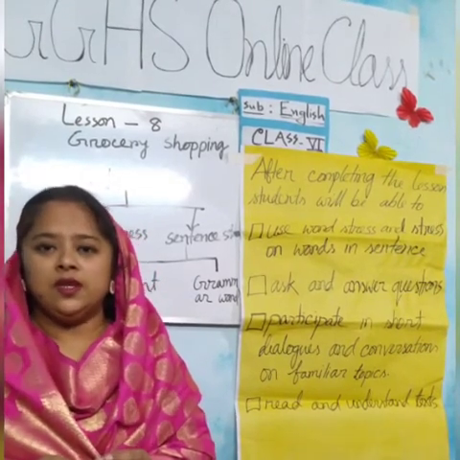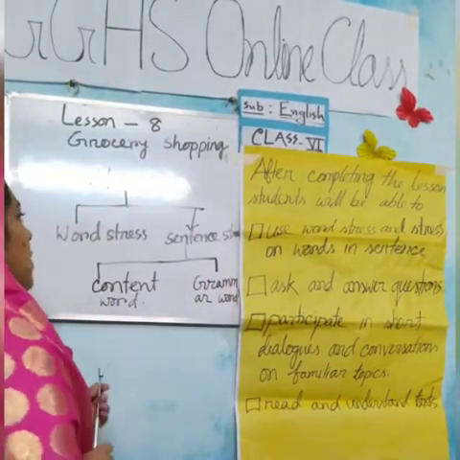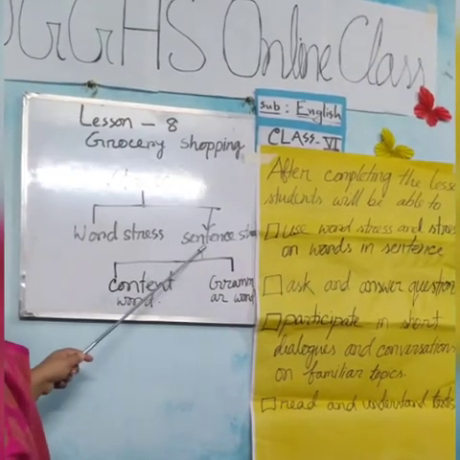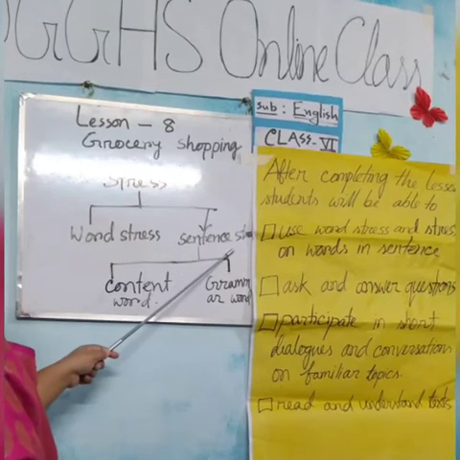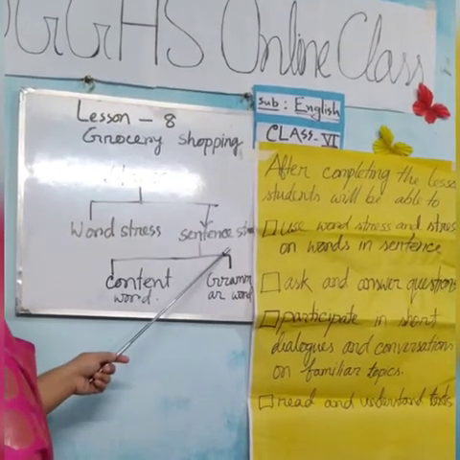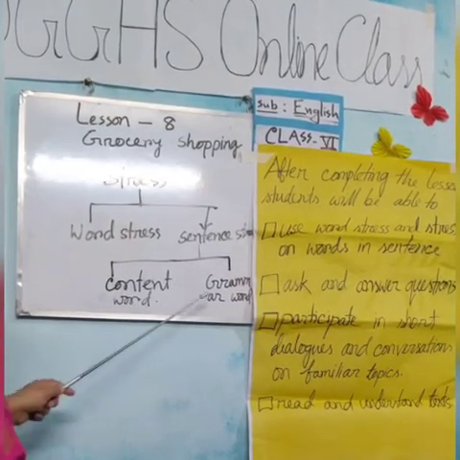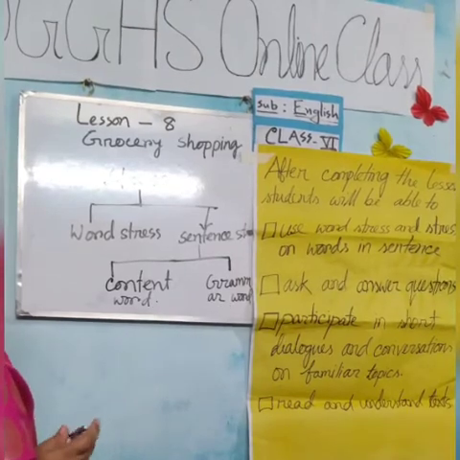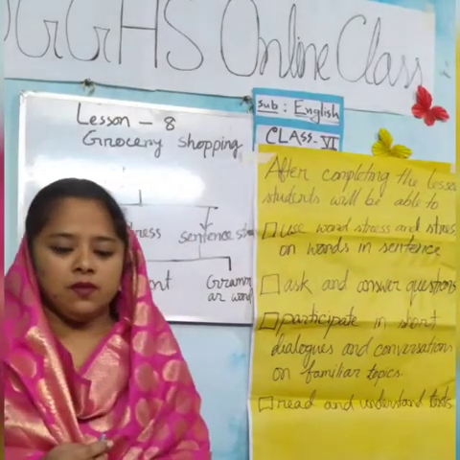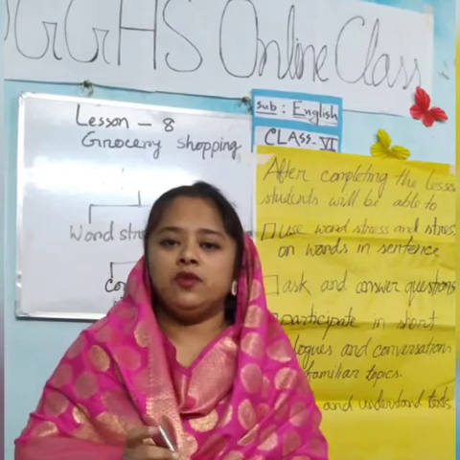In English, stress can be divided into two parts. Here you can see word stress and sentence stress. In sentence stress can be divided into two kinds: content word and grammar word. Before the discussion of stress, we have to know what a syllable is.